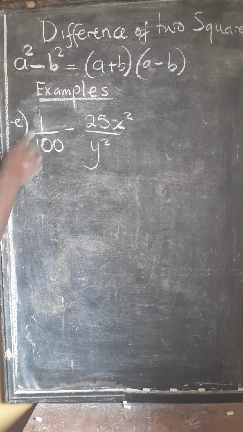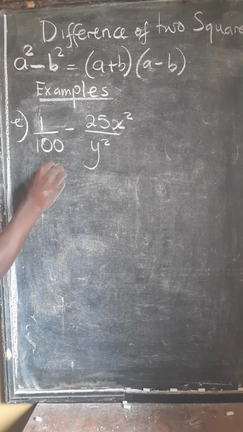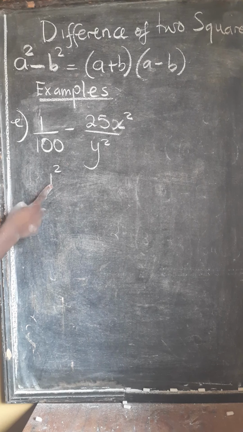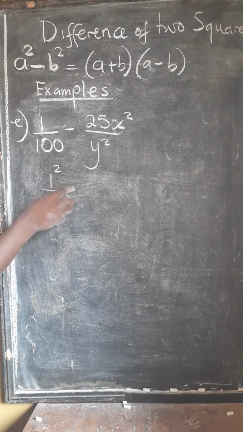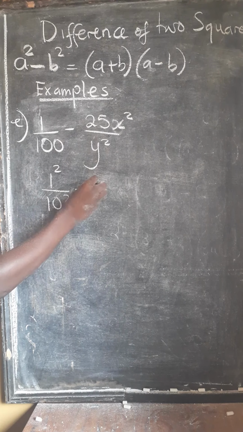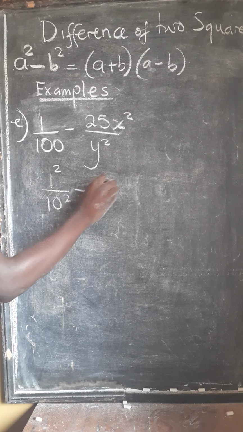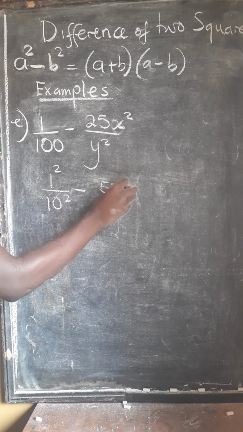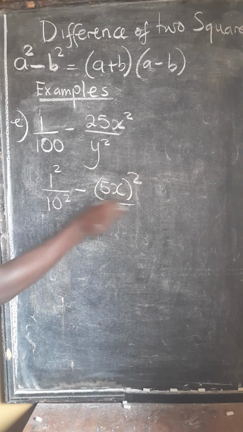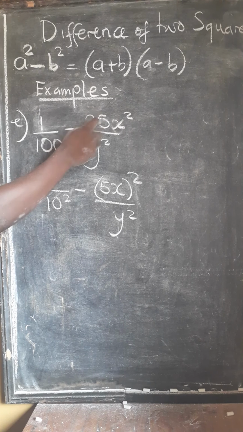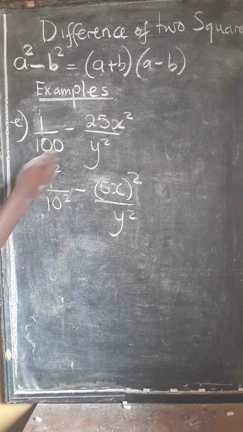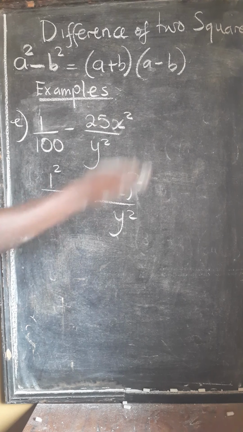The answer is yes. So for 1, it is 1 squared. 1 squared is the same as 1; 1 times 1, we get 1. Over 100 is 10 squared, minus 5x squared over y squared. You square 5 to get 25. So at this point we have squared everything.